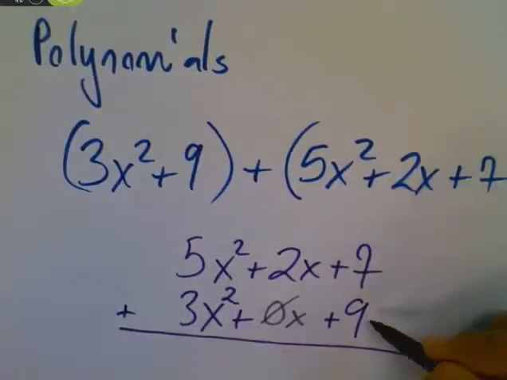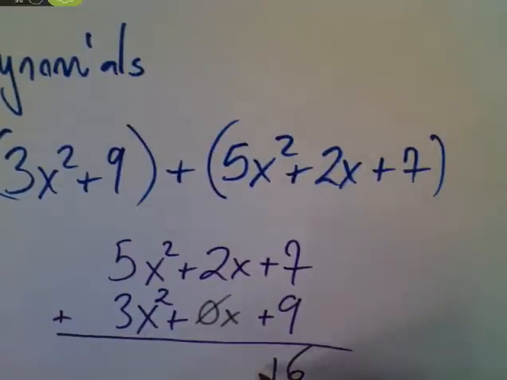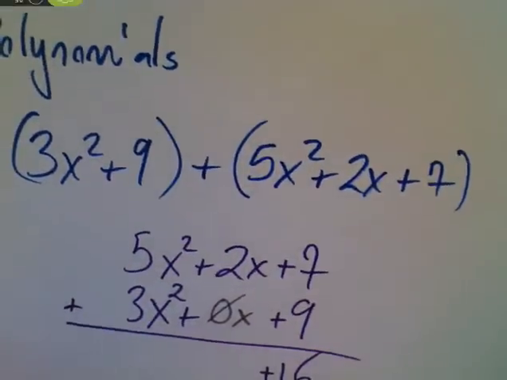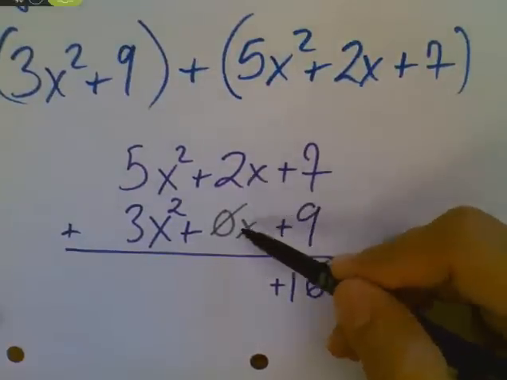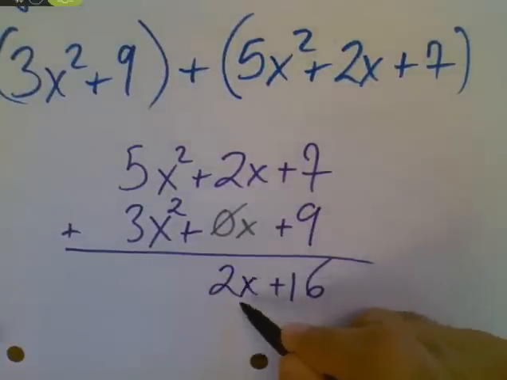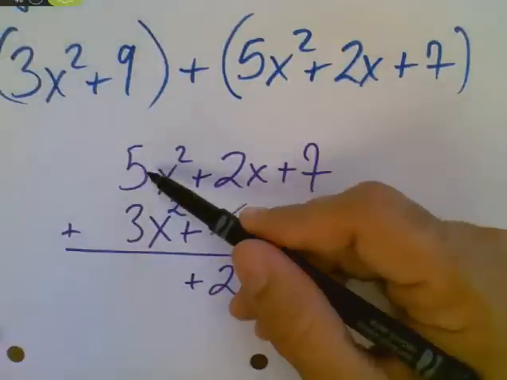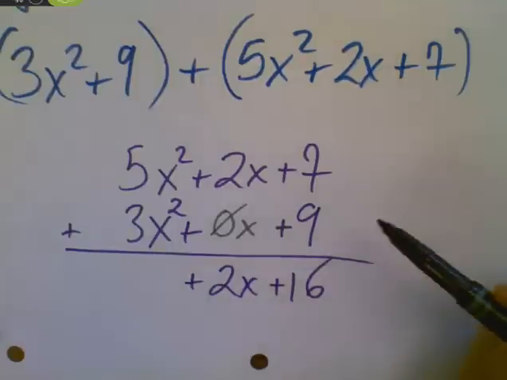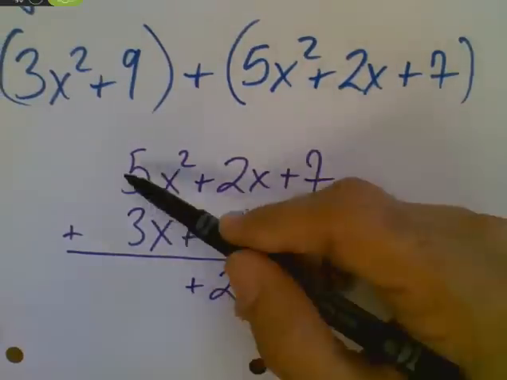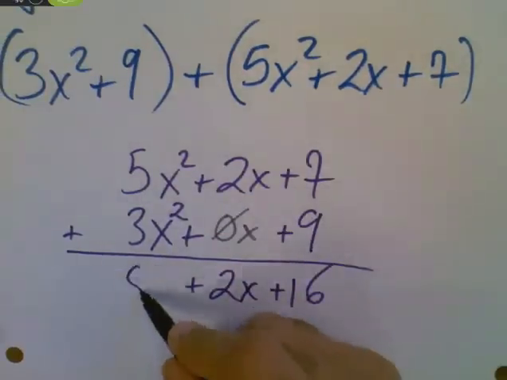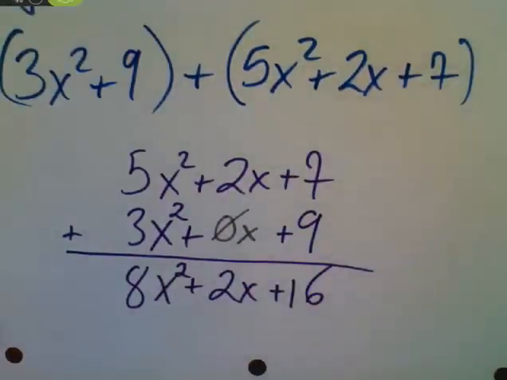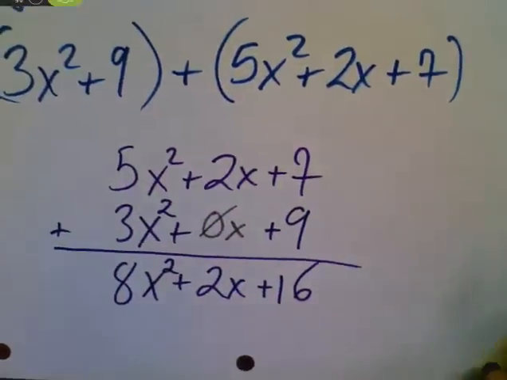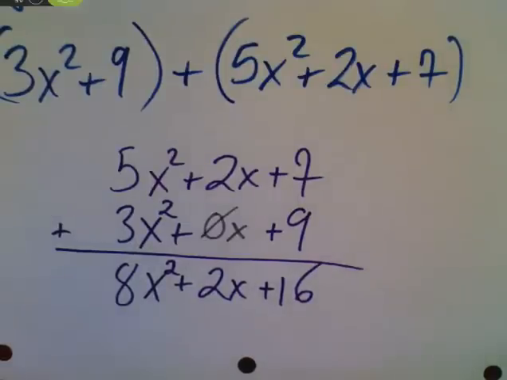Now, 7 plus 9 tells me that I'm going to have 16. I do not carry the 1. That would be a huge mistake, and let's not make huge mistakes. Next we have 2x plus 0x, which still gives us 2x. And then finally we have 5x squared plus 3x squared. I'm adding the coefficients, which gives me 8, and the variable stays the same, because I'm not multiplying, I'm just adding. So I end up with 8x squared plus 2x plus 16. And that is what I would get for adding this binomial to this trinomial.